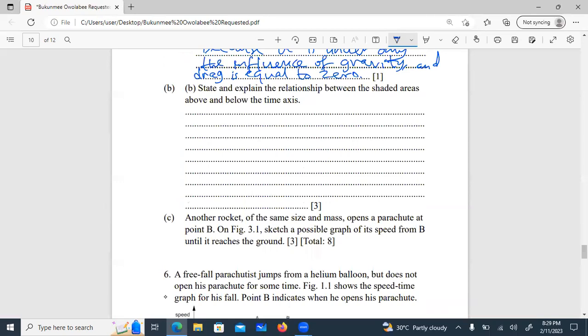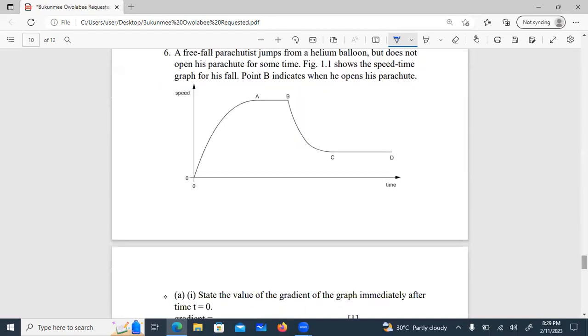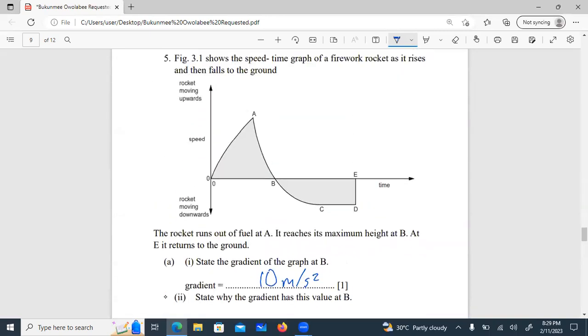Okay, let's go. State and explain the relationship between the shaded areas above and below the time axis. So look at the time axis. Remember, I said that from point 0 up to A, the fuel is burning. Then at A, the fuel has exhausted. But that does not mean that the object starts falling downwards. No, it keeps moving upwards, but the speed begins to reduce. That's why this slope goes downwards. It shows that the speed is reducing. At maximum height, speed is 0. Okay, that's what we have here. Then from this point, the object starts falling downwards.